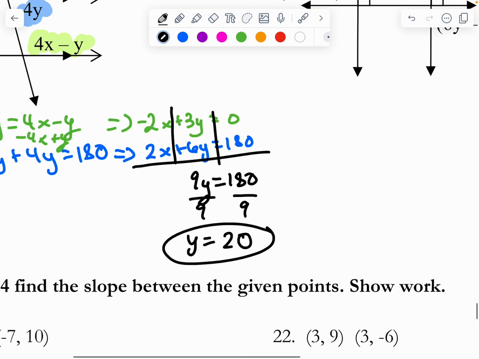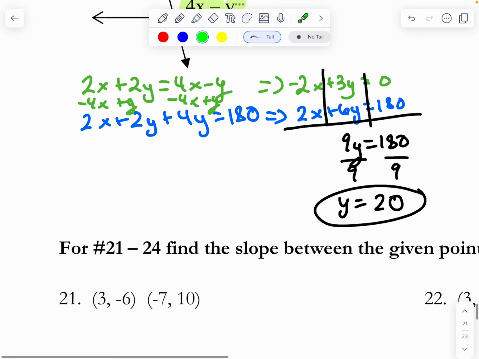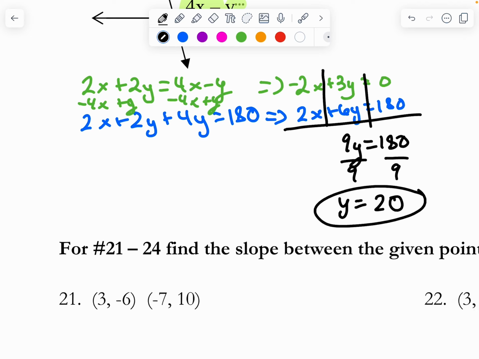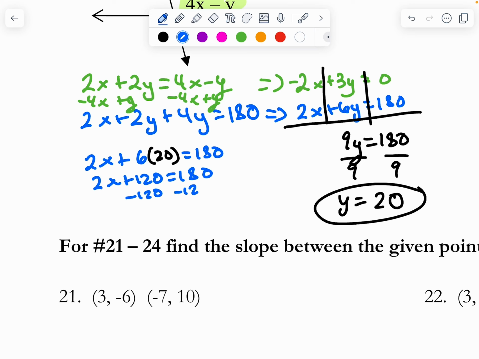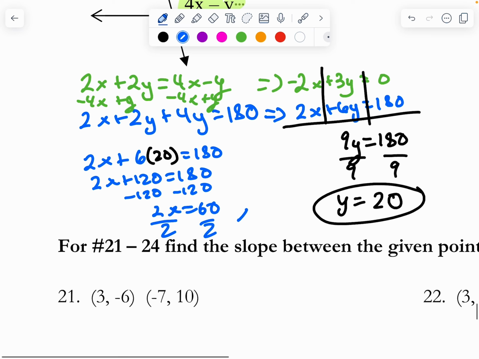Now from here, you can either pick the green or the blue. In my case, I'm going to go ahead and just pick this blue one. And we're going to plug in our y being 20 to solve for x. So I'm going to have 2x plus 6y, or 20, is equal to 180. So 2x plus 120 is equal to 180. We're going to subtract 120 to get 2x is equal to 60. Divide by 2, and we get x is 30.